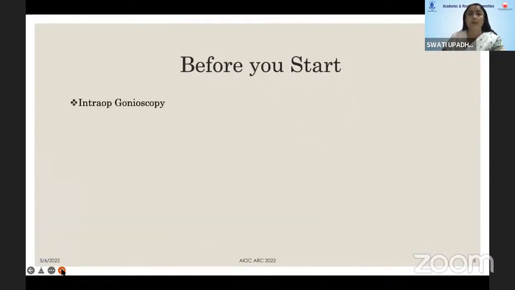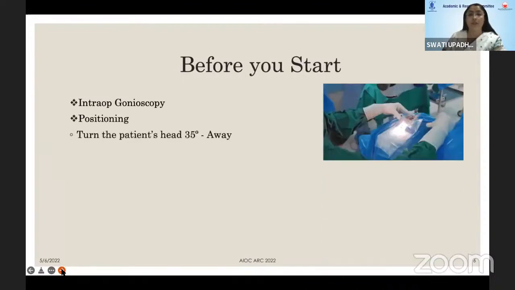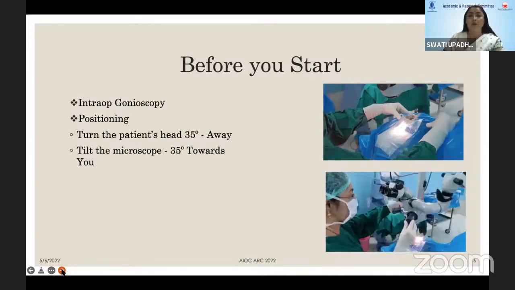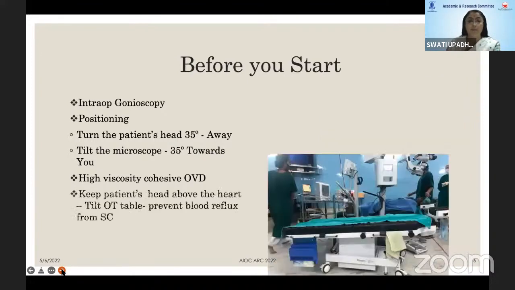Before you start, you should do intra-op gonioscopy. You should practice intra-op gonioscopy in your routine phaco cases. For that, you need positioning. Turn the patient's head 35 degrees away from you and tilt the microscope 35 degrees towards you. Use a high viscosity cohesive viscoelastic. Either you can have Healon GV, and if Healon GV is not available, then you can have Orogel, which is also 14 milligram per ml viscosity.